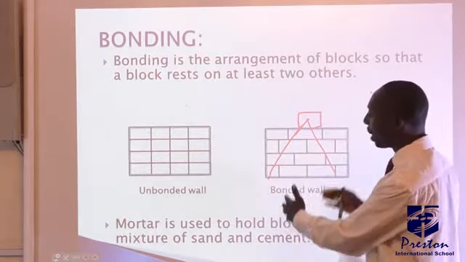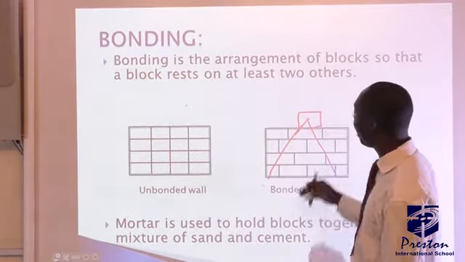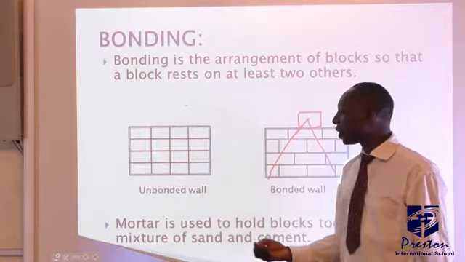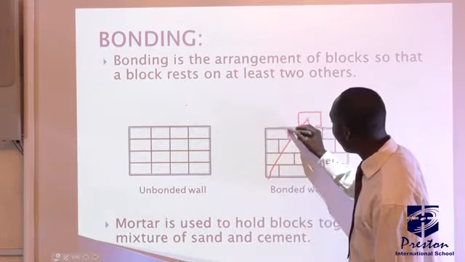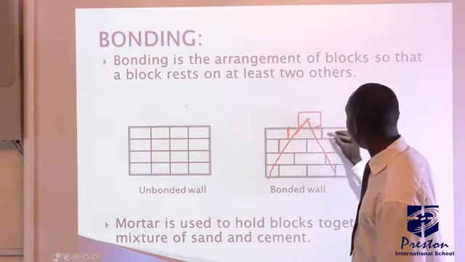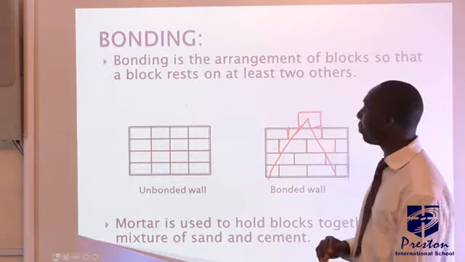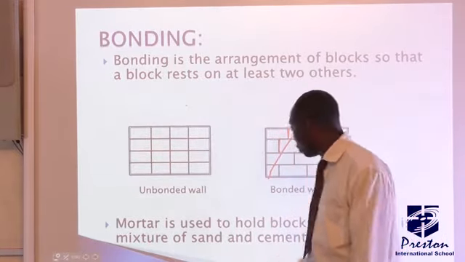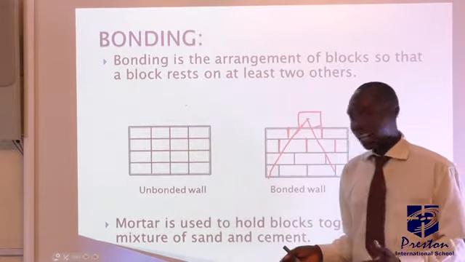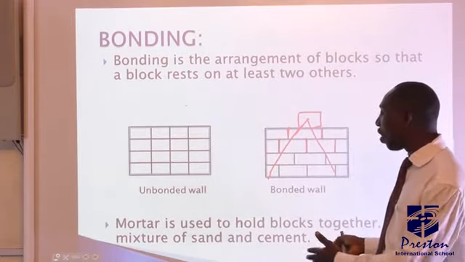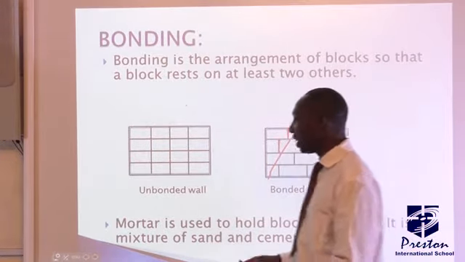So this is a bonded wall, and you can join blocks together with what is called mortar. In between them, the material that joins the blocks together, we call it mortar. Mortar is used to hold blocks together, and it's a mixture of sand and cement.